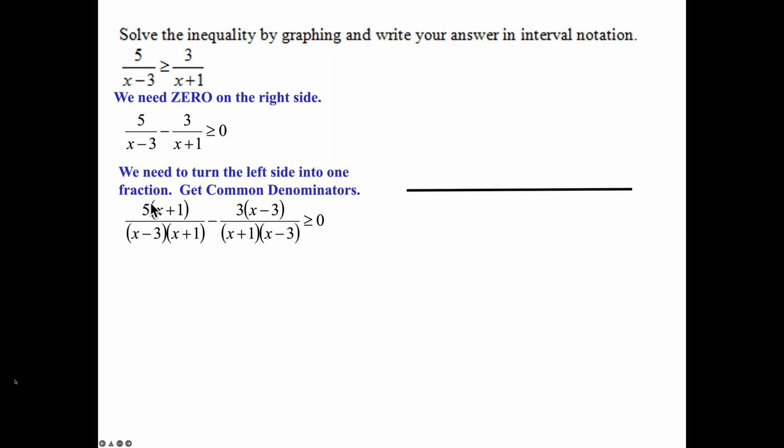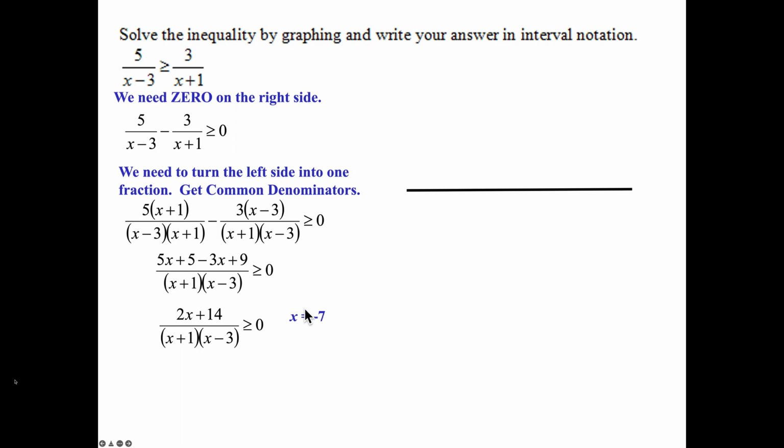So you're going to have 5x plus 5, and then -3 times x is -3x, and -3 times -3 is a +9. Combine like terms, 5x minus 3x is 2x, 5 plus 9 is 14. So solving the top, subtract 14, divide by 2, x equals -7.